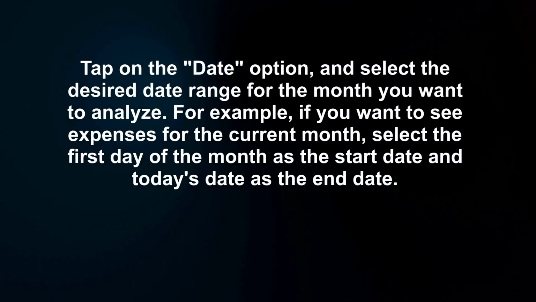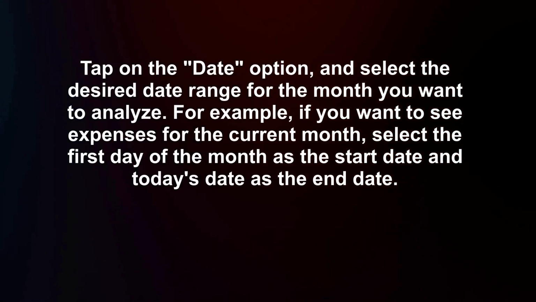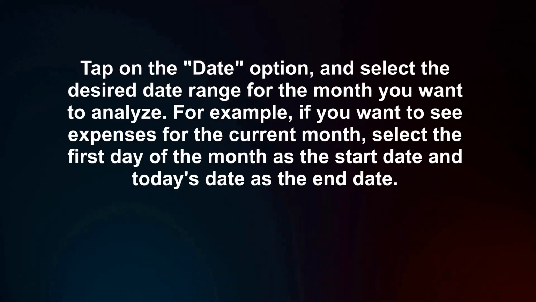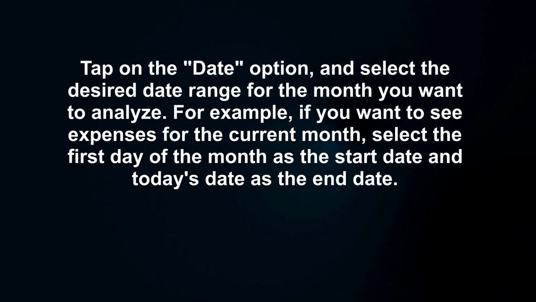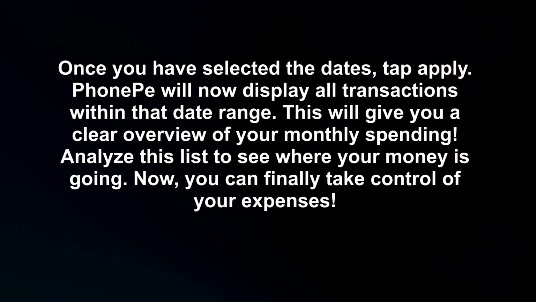Tap on the date option and select the desired date range for the month you want to analyze. For example, if you want to see expenses for the current month, select the first day of the month as the start date and today's date as the end date. Once you have selected the dates, tap Apply.